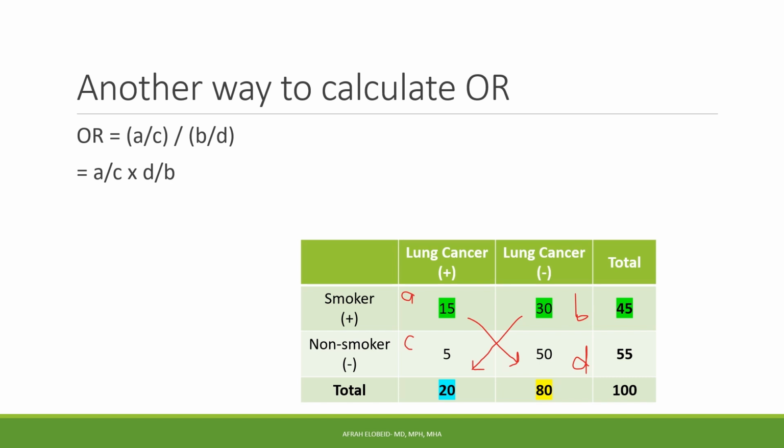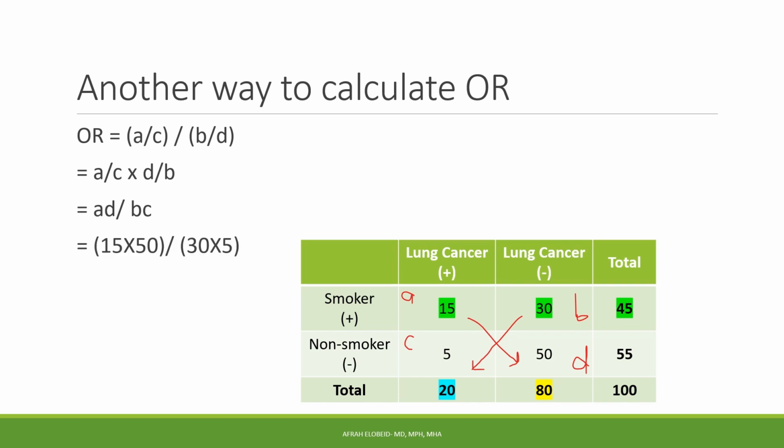So the same equation is equal to A over C multiplied by D over B. That means A multiplied by D divided by B multiplied by C. It's simple math. I know doctors are not the best mathematicians, but this is high school math or even less than that. And you do the math.